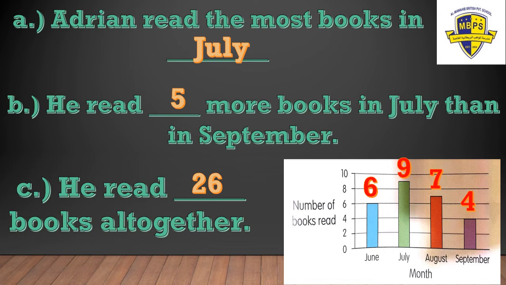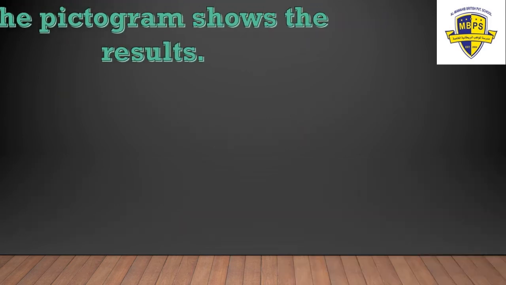Now the next question, C. How many books did he read all together? Again, when we have the word all together, what do we have to do? Excellent. We have to add, we have to plus, we have to find the total. Okay, so let's add 6 plus 9 plus 7 plus 4 is equal to how much? Very good, children. 6 plus 9 plus 7 plus 4 is equal to 26. Excellent.